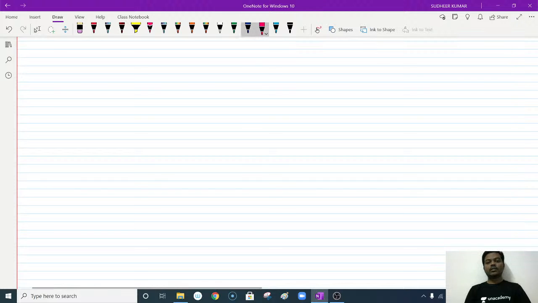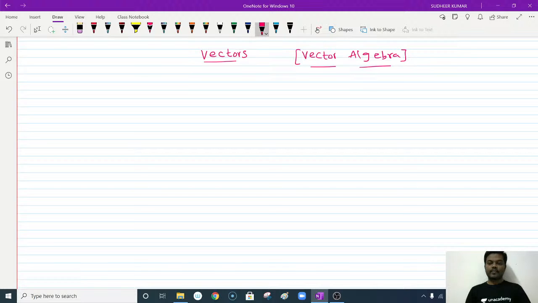So let us see what are vectors. This is also known as vector algebra. So what is this vector algebra? Where will we use this concept? Usually vectors are used in three-dimensional geometry, right?